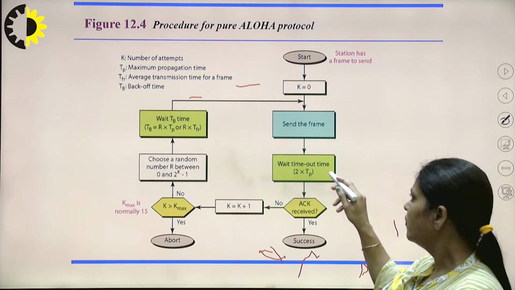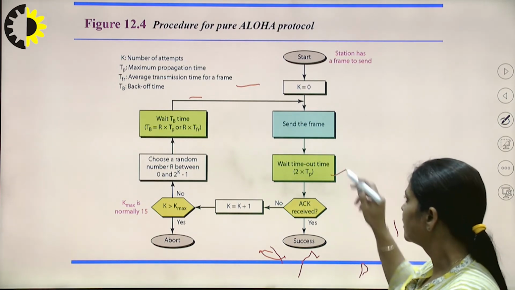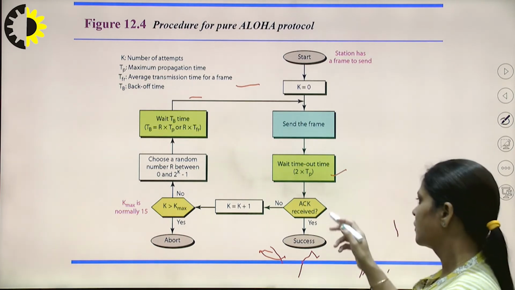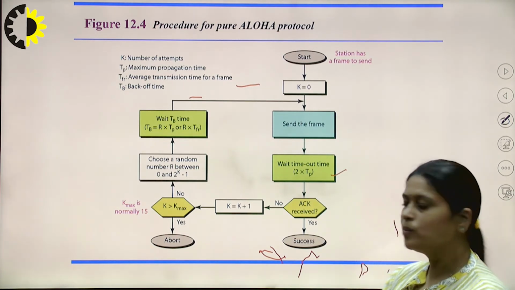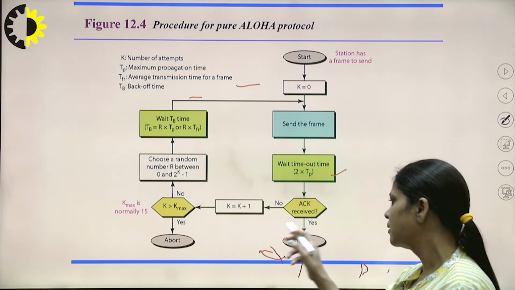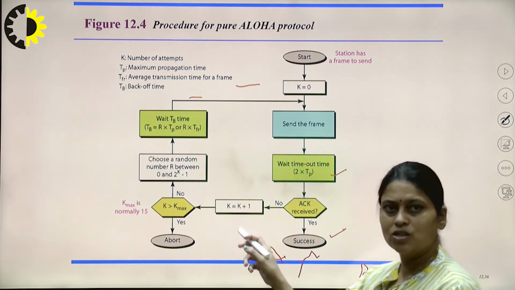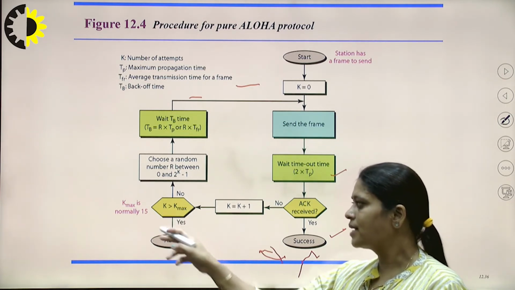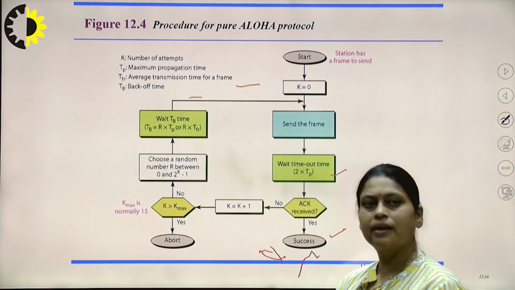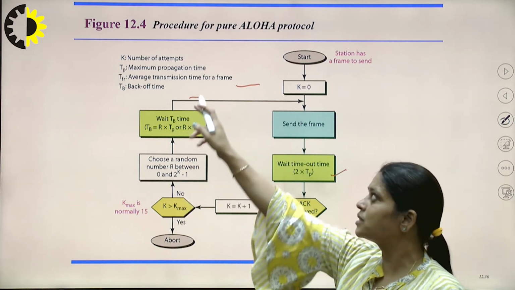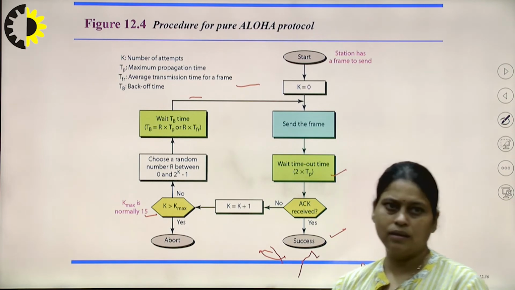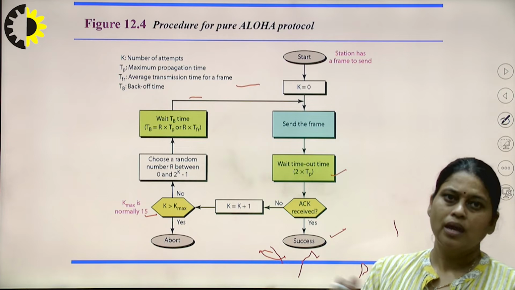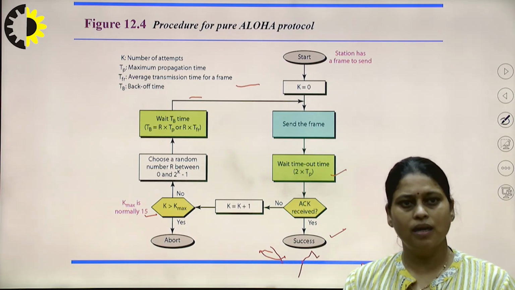Send the frame and it will wait a time, and the time is 2 times TP. If it receives the acknowledgement within this time frame, then success. Otherwise, if it is not received, then K is equal to K plus 1. If K is greater than K max, where the maximum number of attempts is up to 15. So, again the waiting time will be checked, and this process will be iterated again and again.